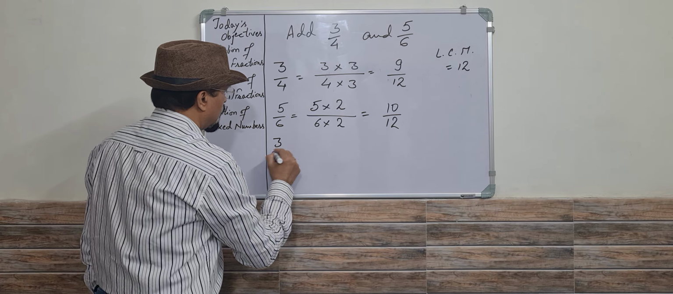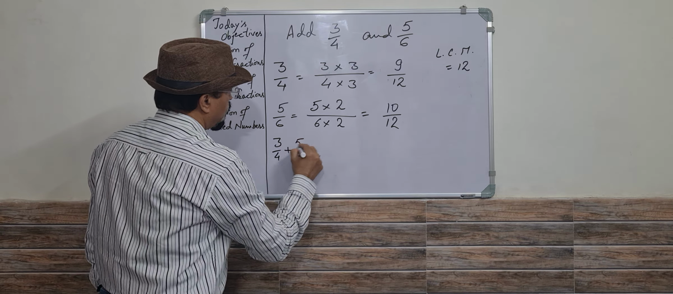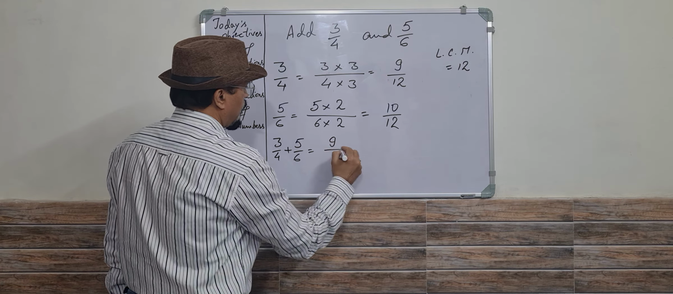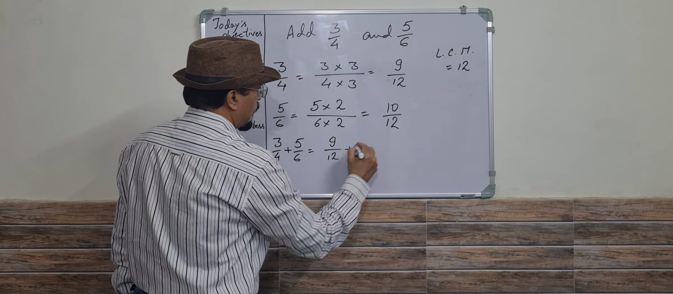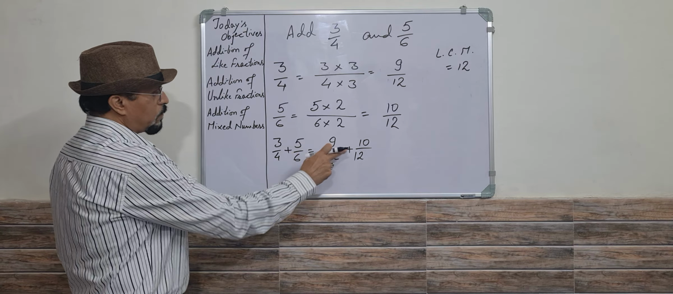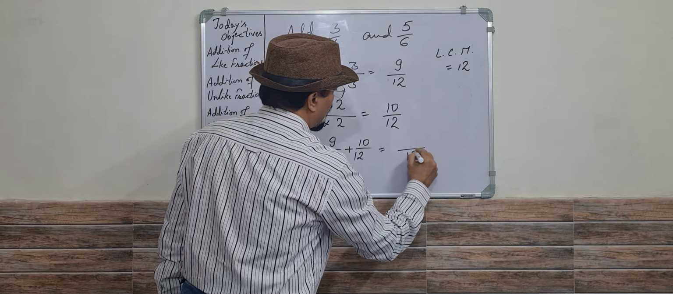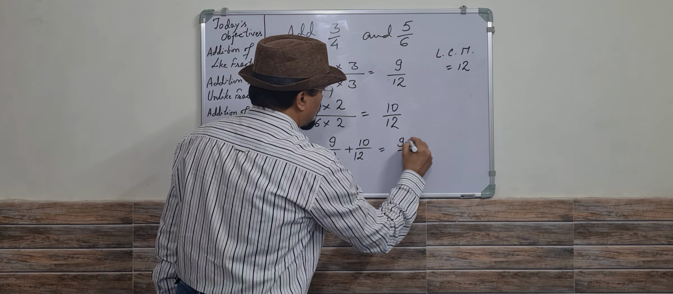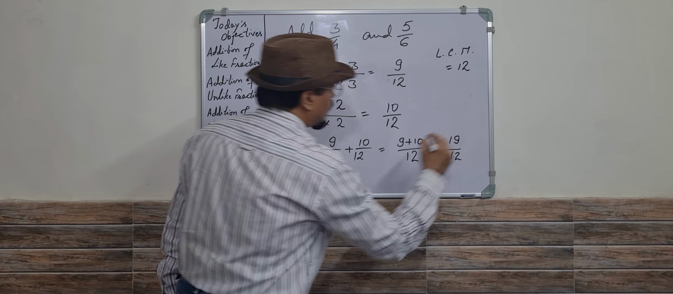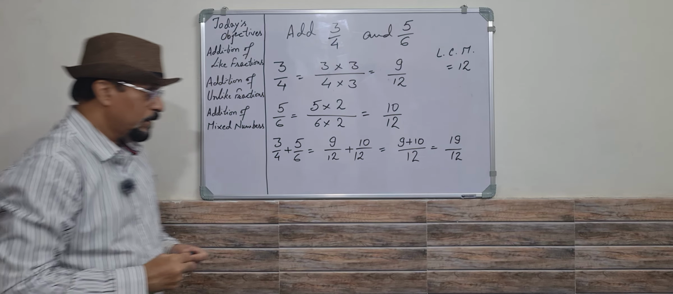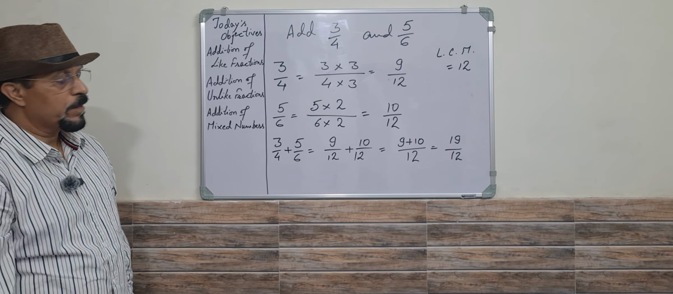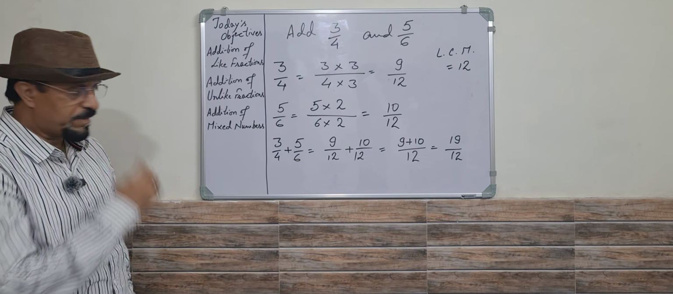So 3 by 4 plus 5 by 6, as we need to do, is the same as 9 by 12 plus 10 by 12, the reason being they are equivalent fractions. Now put 12 down. 9 plus 10, which is 19 upon 12. Now we know that this is an improper fraction. We need to convert it into a mixed number.